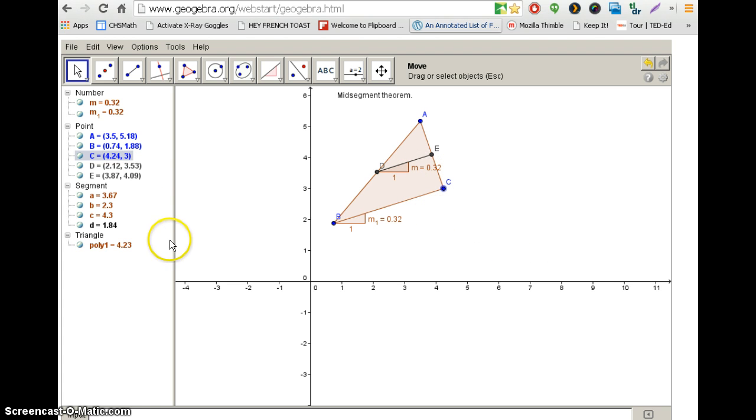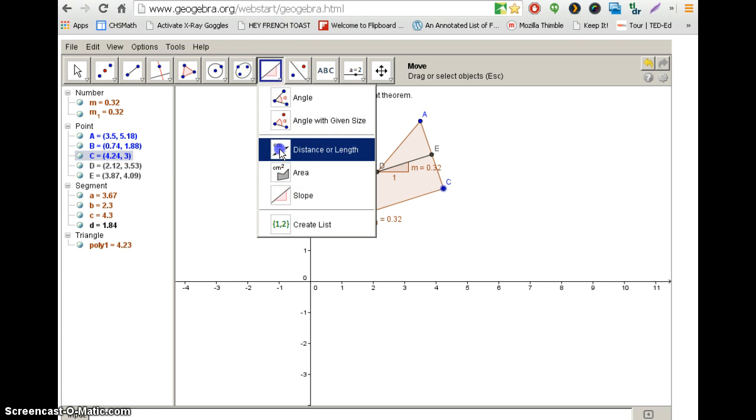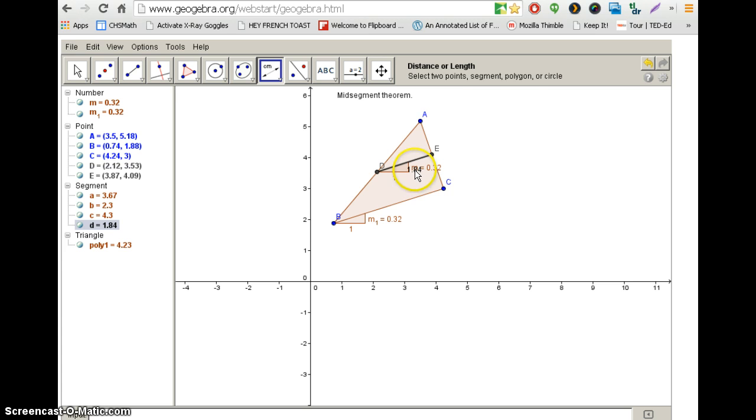Now, another thing that they noticed, I want you to look right here at the length of DE. So to find the length, we're going to use this distance or length tool. Let's click on DE, and you can see it says 1.84. That's going to be rounded, of course, and this length here is 3.67. Boy, they are pretty darn close, right? Let me undo that last bit right there and just move that number. So 3.67. I wonder what happens if we change.